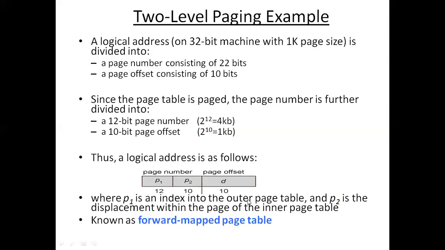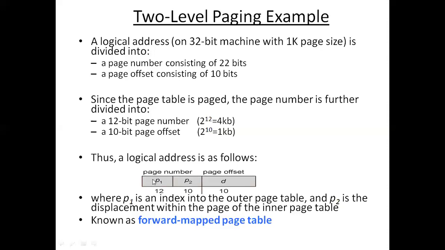P1 is an index to the outer page table, and P2 is the displacement within the page of the inner page table. Okay, so this is nothing but the offset. Forget about the offset. You're basically seeing that the page number is being divided into two sections. So each 12 bits of P1 is mapped to each 10 bits of P2. Okay, fine. So totally how much will it be? 12 plus 10 bits will give you nothing but 22 bits.